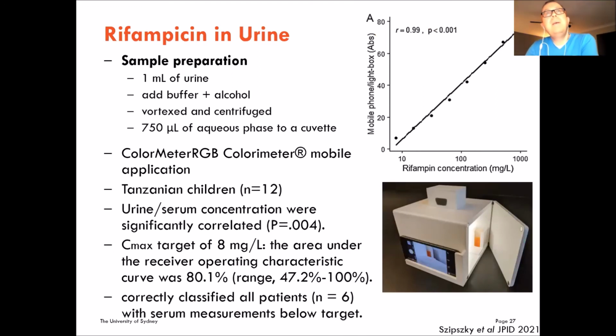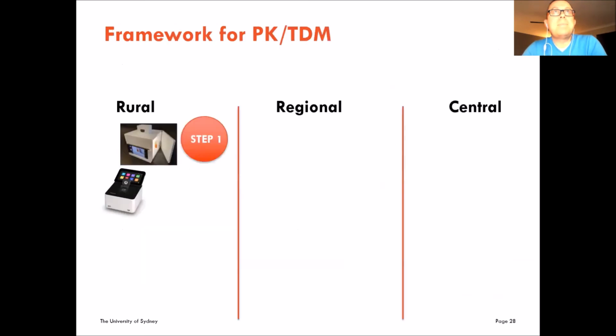Another technique presented uses urine, and in this case, they looked at rifampicin, and with a smartphone and a small box, they could quantify the absorption of the sample and relate that to rifampicin drug concentrations, and subsequently also to low exposure in plasma. So if we're talking about remote settings and TDM and PK studies, we're talking about measurements on site if we want to do TDM studies.